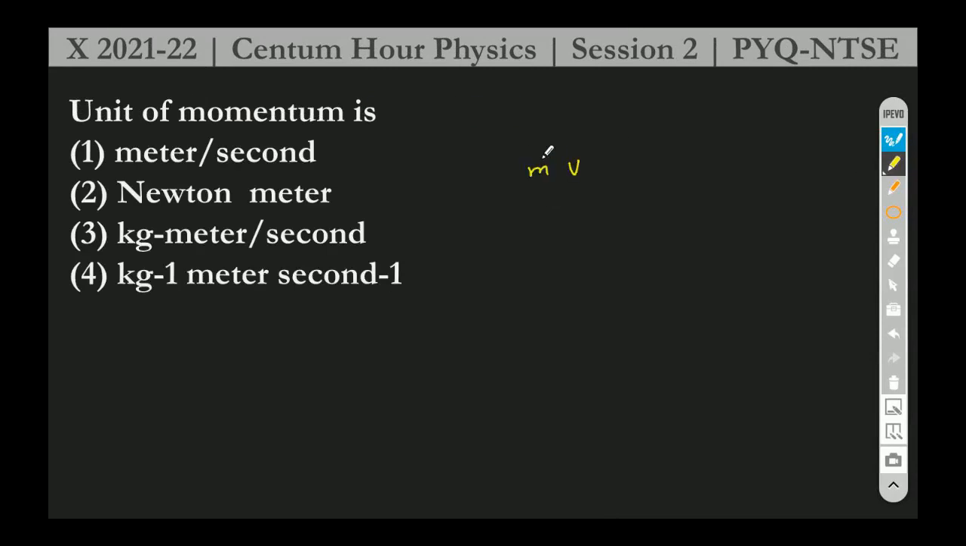Momentum is mass times velocity. Mass is kg. Velocity is meter per second. So kg meter per second. Newton per second is also an answer. Wrong. Newton second is an answer. Right. Okay.